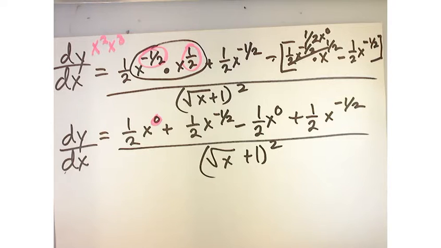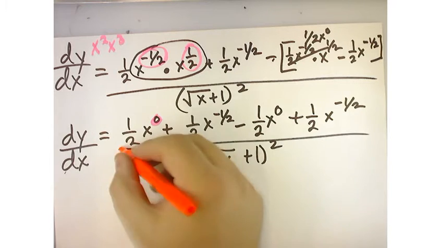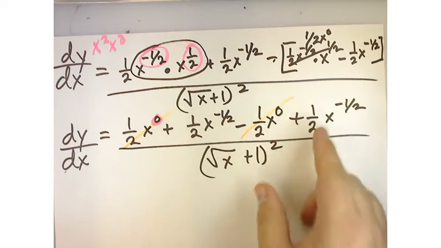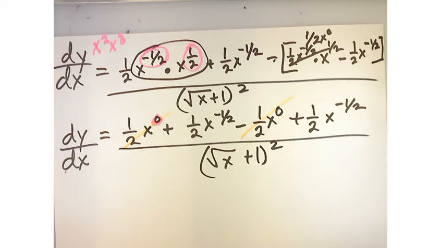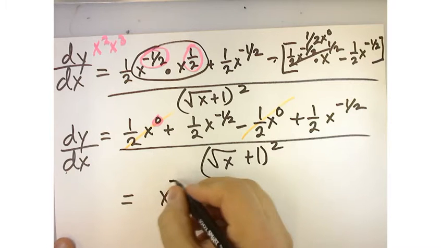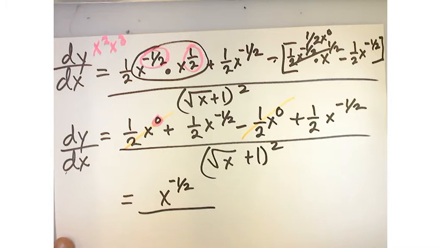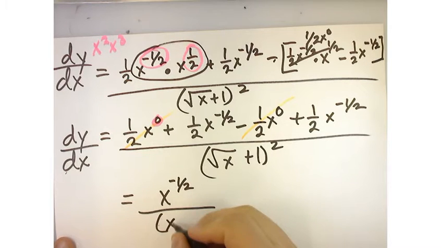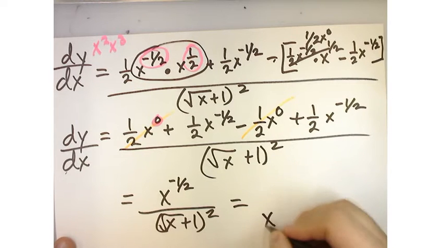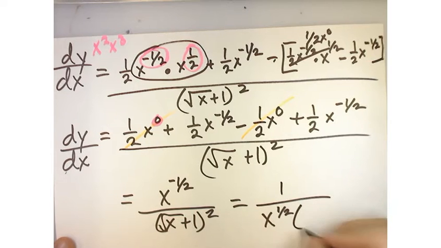Now hopefully I didn't make any mistakes. We'll see in a second here. So this cancels with this. And when you have 1/2 x to the 1/2 and another half times x to the 1/2, what do I really have? 1 x to the 1/2. So I have x to the negative 1/2 all over the square root of x plus 1 squared. Now, to get rid of the negative, I could say x to the 1/2 times the quantity, the square root of x plus 1 squared.